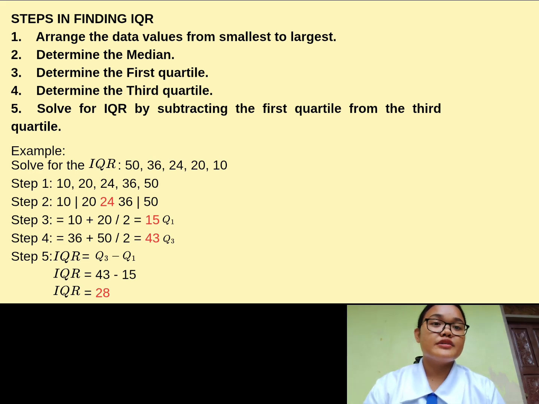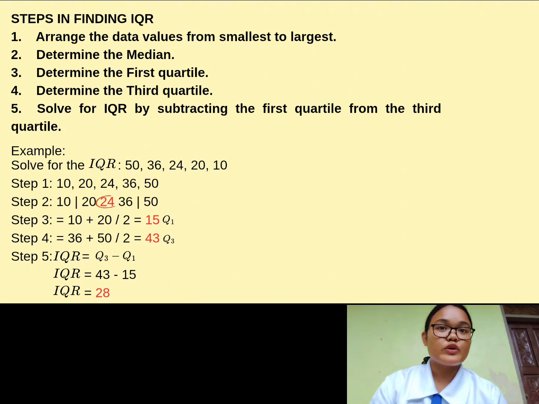Example: we have here the data scores of the English Statistic A. So we have 50, 36, 24, 20, and 10. The first step is to arrange them from smallest to largest. So we have here 10, 20, 24, 36, and 50. And then the next step is to determine the median. The median of the scores is 24, because there are 5 scores in the example. As we count 1, 2, 3, 4, 5, in the middle is 24. So the median is 24.